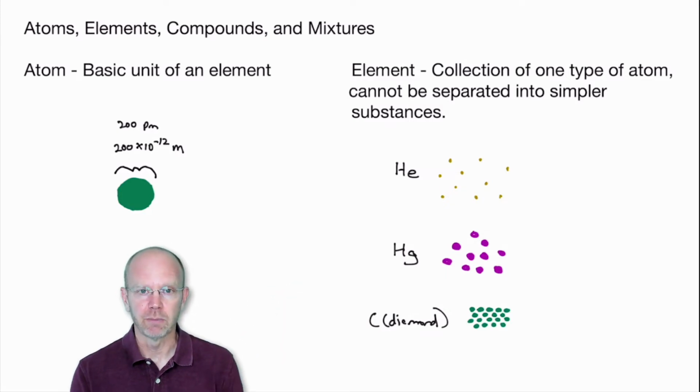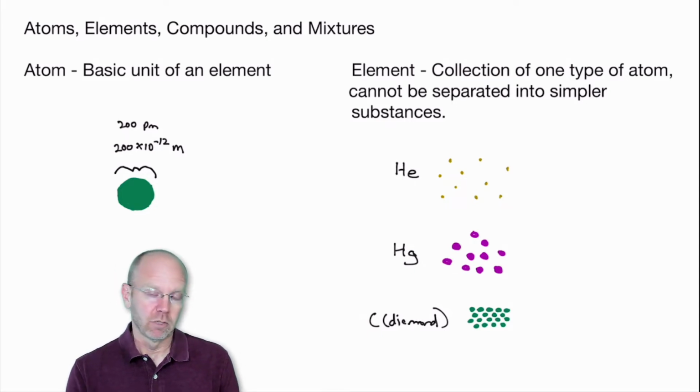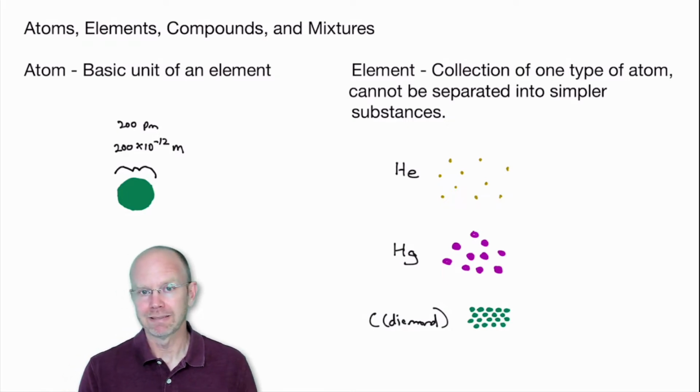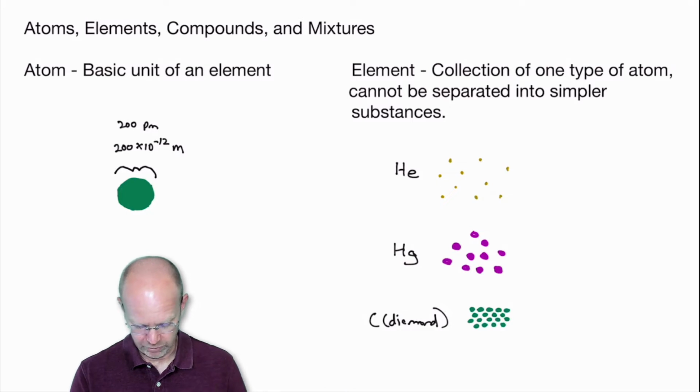Another element you might be familiar with is mercury. Mercury is that silvery liquid that we used to find in thermometers. Mercury, the element, is made up of mercury atoms. That's what makes it an element. It's all of the same atom type. And a solid that you might be familiar with is diamond. Diamond is carbon atoms all bound together tightly in a lattice. So elements are collections of the same type of atom, and they can occur in nature in many different forms. Here I've given you a gas, a liquid, and a solid form that you might be familiar with.